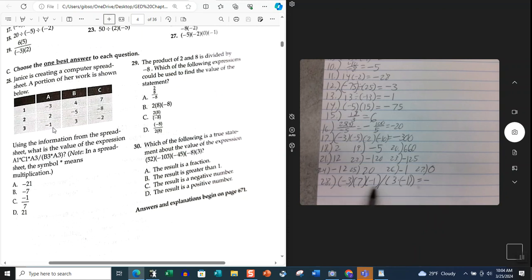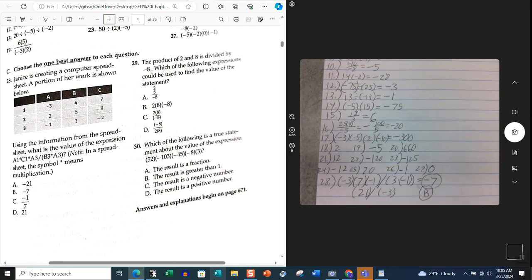So now we can multiply. This is the top of the fraction. This is the bottom of the fraction. Well, let me do it by hand. Negative 3 times 7 gives us a negative 21. Negative 21 times negative 1 is positive 21. So your numerator will be 21, divided by 3 times negative 1, which is negative 3. So 21 divided by negative 3 will give you negative 7. Now, negative 7 is actually B.